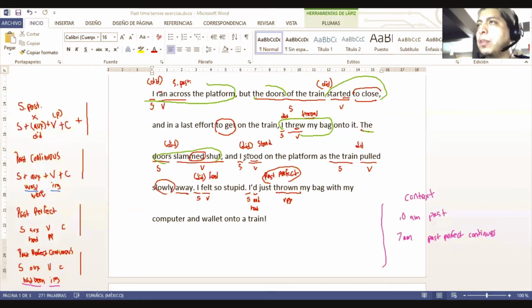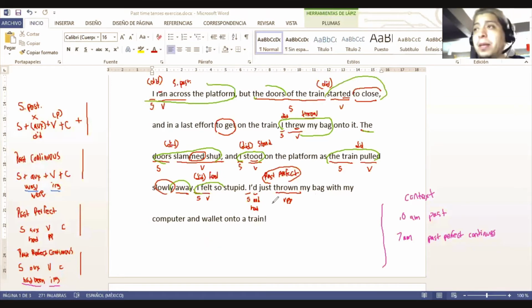I stood on the platform. This is the simple past. I stood on the platform. I was standing. I did nothing. I was just standing there. This is the simple past. This is the important part of the story. The train pulled away. Yeah, the train pulled away. The train moved. It went on its way without me inside. Then I felt so stupid. This is another important part of the story.